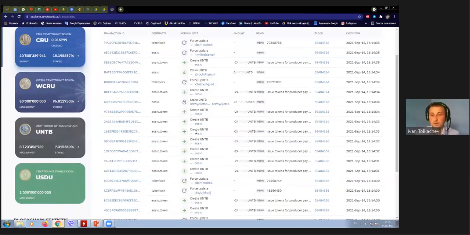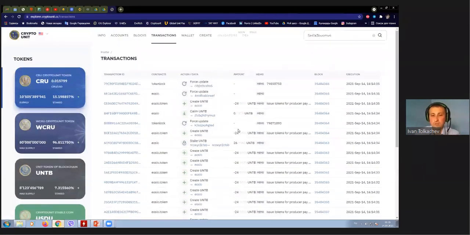You may see which transactions are executed. These are general transactions on blockchain, but the most useful transactions are those in your wallets when you transfer money to someone, or you refresh, or you claim your UNTBs from staking or stake them. All these transactions are recorded in your account and you may monitor them.